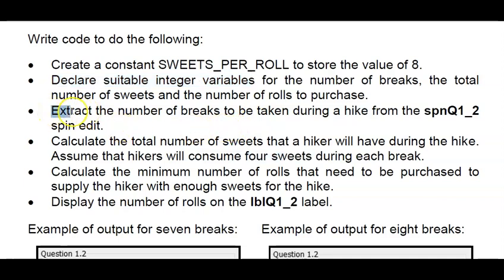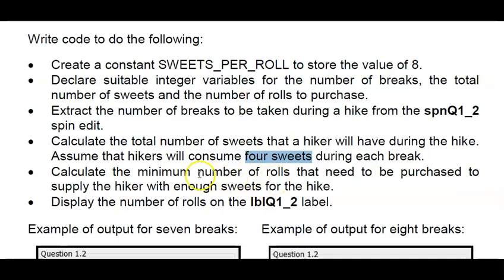You then need to get input from the user for the number of breaks and calculate the total number of sweets they need. And here they say that they will have 4 sweets for each break. Then they say calculate the minimum number of rolls that need to be purchased to supply the hiker with enough sweets for the hike. Now remember, when you're purchasing a roll of sweets, you can't ask Pick n Pay for 1.5 roll. You either have to buy 1 roll or 2 rolls.